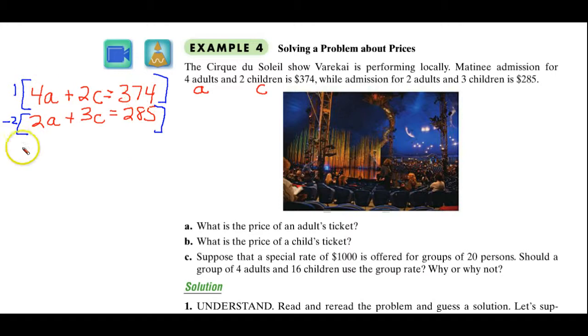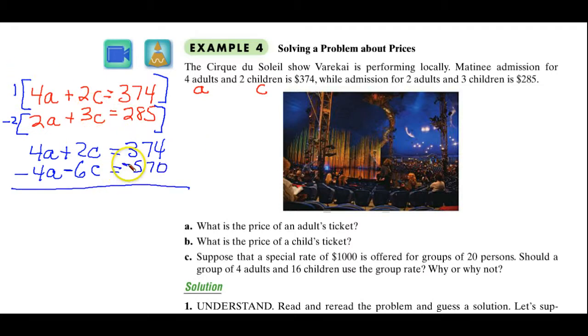So my first equation up here stays the same. 4a plus 2c equals 374. Now this is going to become a negative 4a because we are eliminating this. This becomes a negative 6c, and this now becomes a negative 570. So these cancel out nicely. Here I'm left with a negative 4c, and then I just have to subtract that.